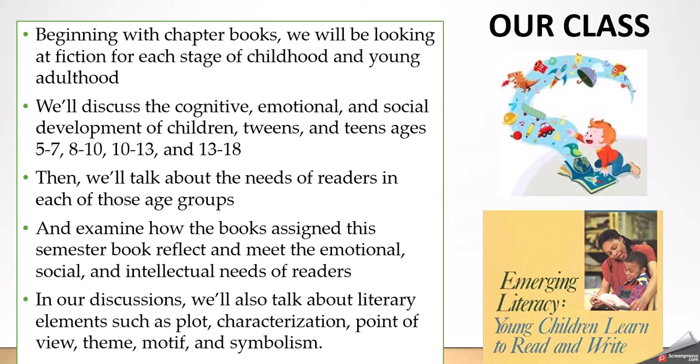In our discussion, we'll also talk about literary elements such as plot, characterization, point of view, theme, motif, which are repeated elements, and symbolism. You'll find a lot more of this type of discussion in the books for older kids. Typically, in books for younger children, some of these elements are not as prominent because younger kids can't understand symbolism as much. They don't really think symbolically, and the plots are sometimes a little bit more straightforward.